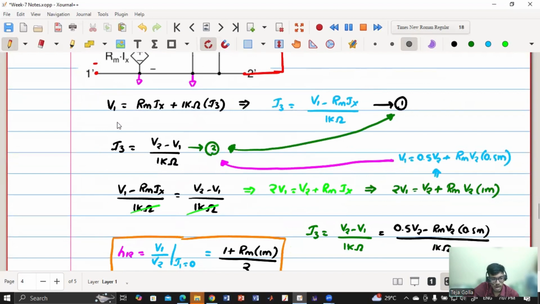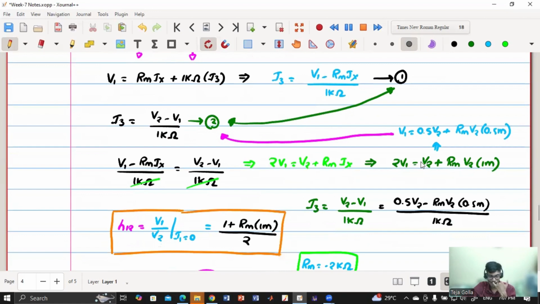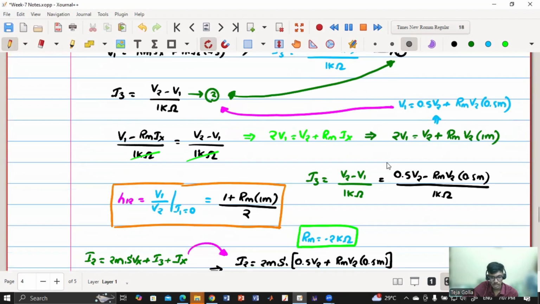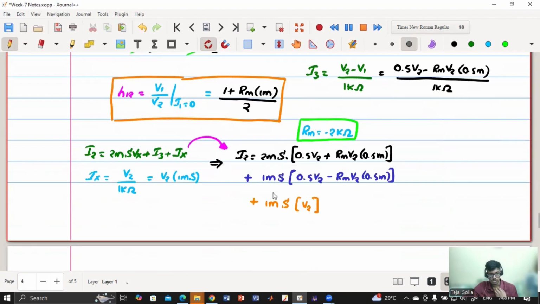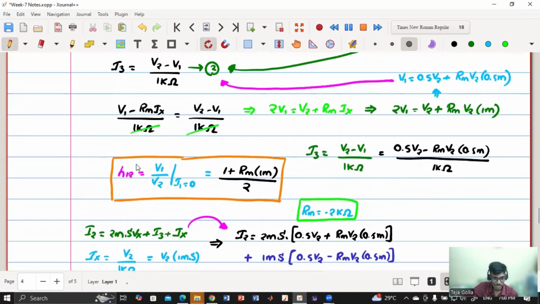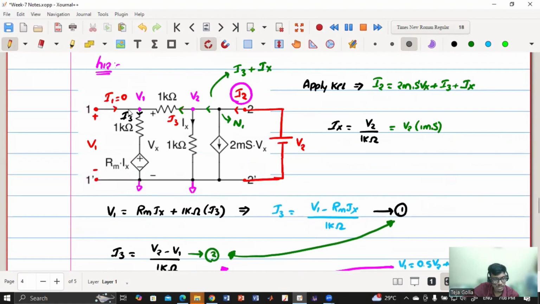First of all, I3 is obtained as V2 minus V1 by 1 kilo ohm. And in my previous calculation, V1 is found to be this. So I can calculate V1 to be something like this. And if I back substitute this V1 here, then I'll get my I3 in terms of V2 something like this. So my I2 can be written as 2 millisiemens into Vx, and Vx is nothing but V1.